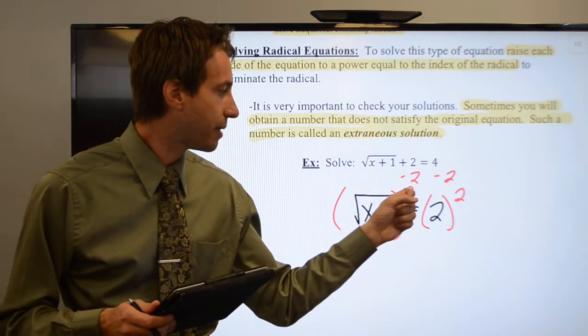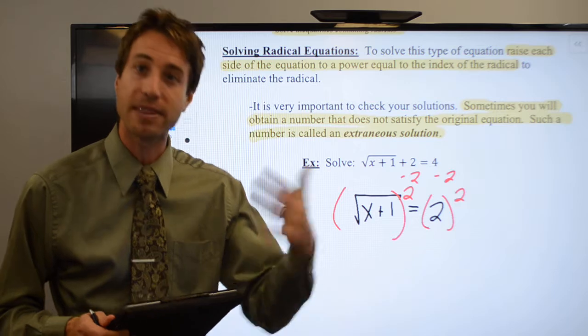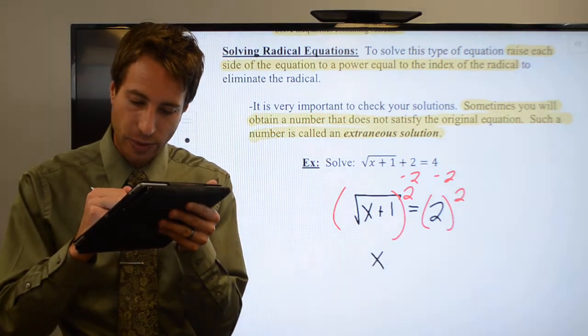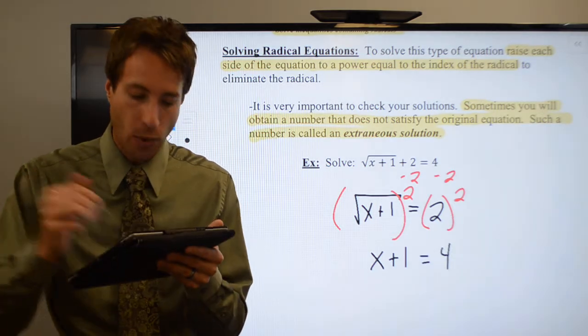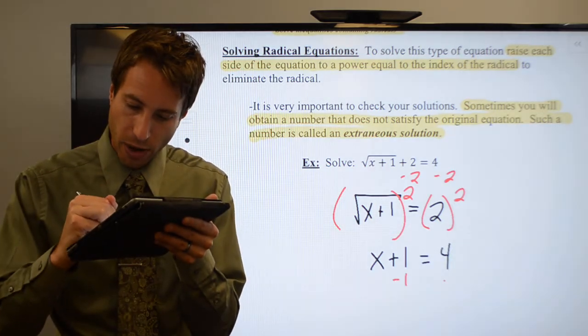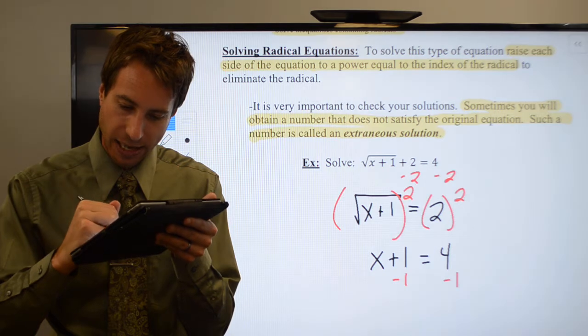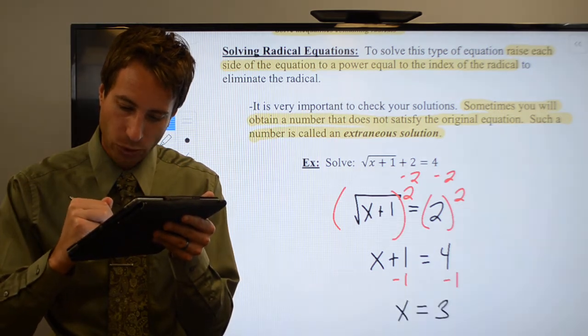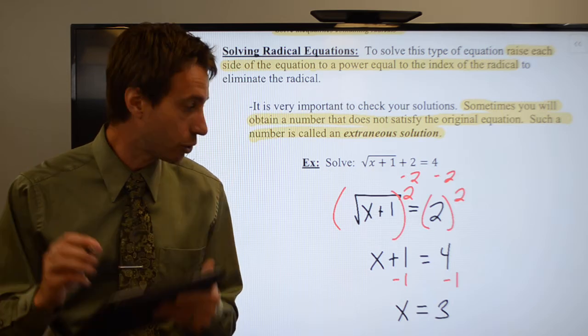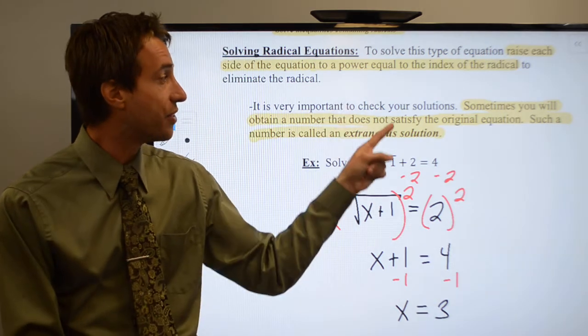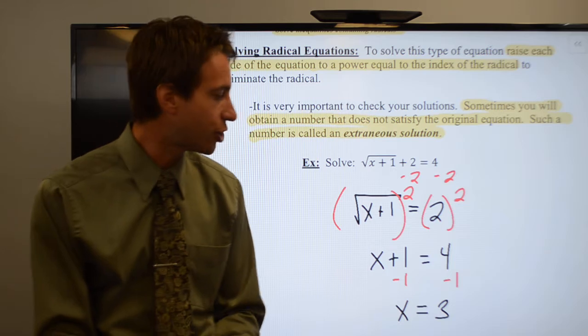Because the power and the index are the same, they'll cancel each other out. I'm going to be left with an x plus 1. 2 squared is 4. Well, the last thing I need to do is subtract 1 from both sides to get that x by itself. And so x is going to be equal to a 3. But I need to check that solution, right? It's possible that it's extraneous. So let's just check it and see.